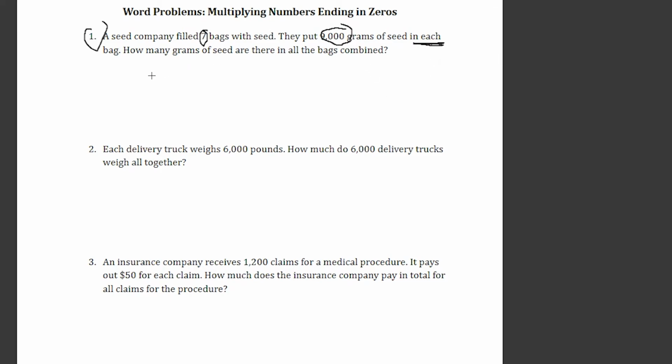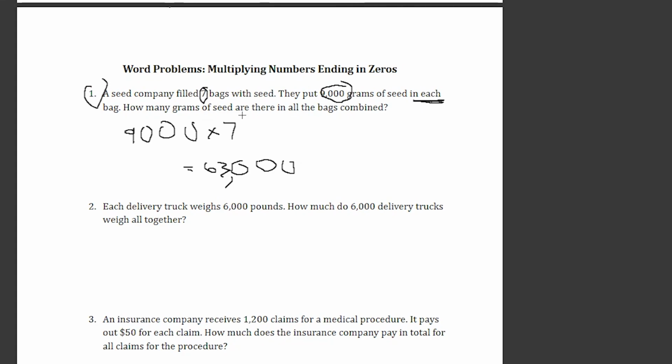So we're gonna set it up like this: 9,000 times 7. Now we're just gonna ignore the zeros once again. So we have 9 times 7, which equals 63. And now we can look at the zeros and see how many there are. There's 1 zero, 2 zeros, and 3 zeros. So we're gonna add 3 zeros to this number. And our final answer is 63,000. But we need to remember to label. And in this case, it's asking for how many grams of seed. So it will be 63,000 grams of seed.